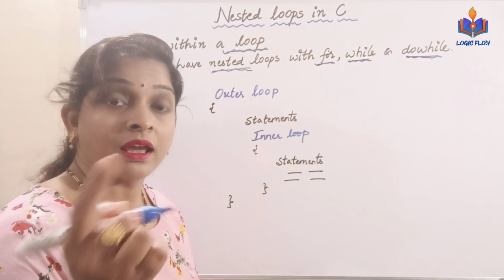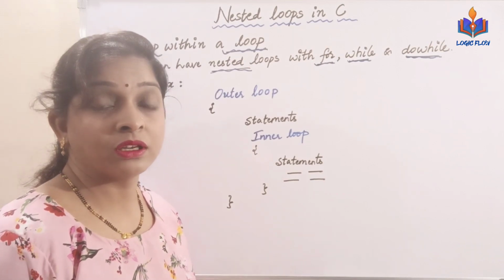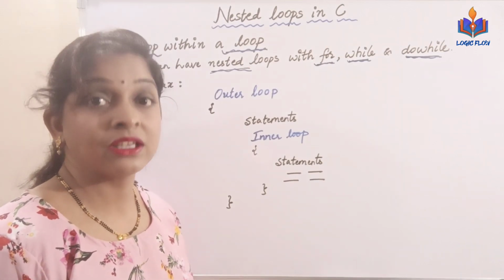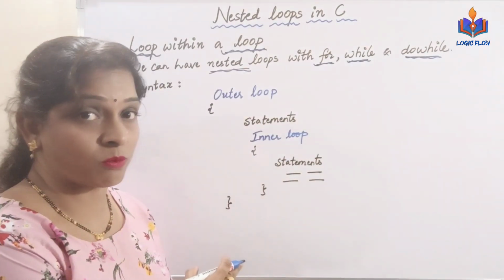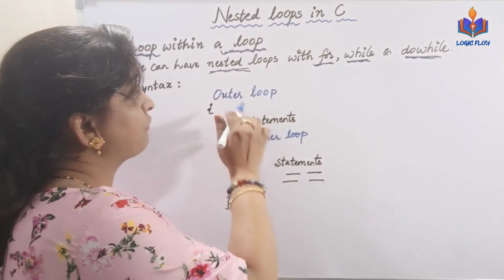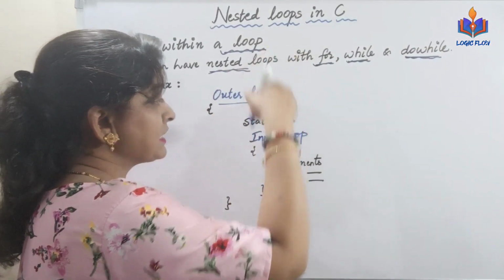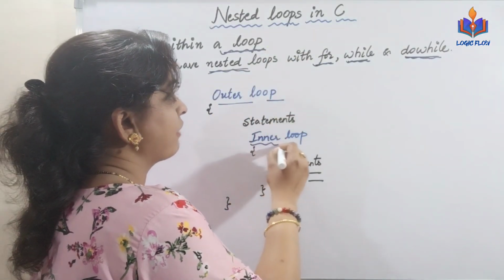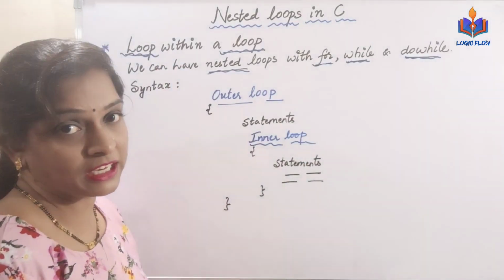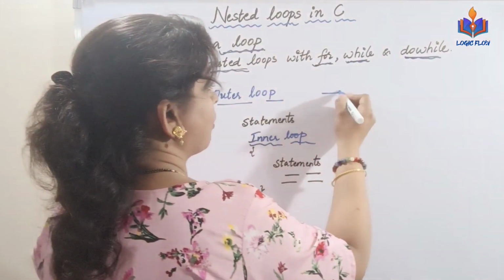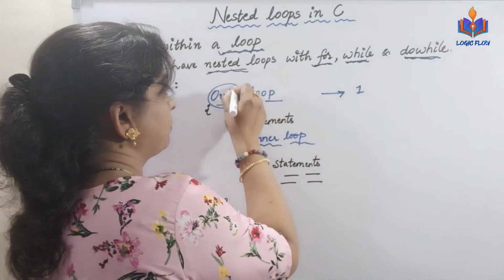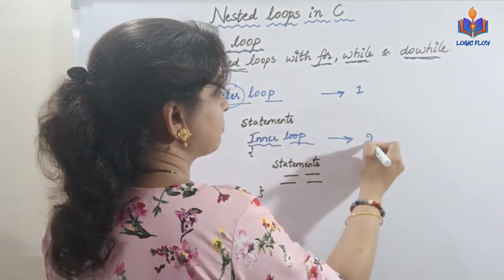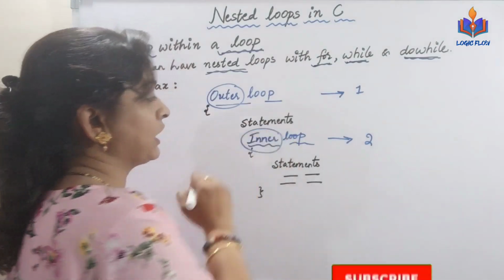But embedding a loop within a loop, why do we have to do this? Let me explain this with an example, and before that we'll see the general form. Here we have the outer loop, and inside the loop we have one more loop called the inner loop.